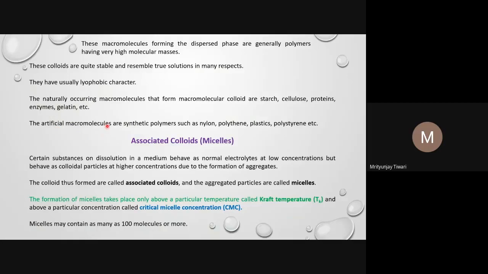And the artificial macromolecules are synthetic polymers such as nylon, polythene, plastics, polystyrene, etc. They also form macromolecular colloids.